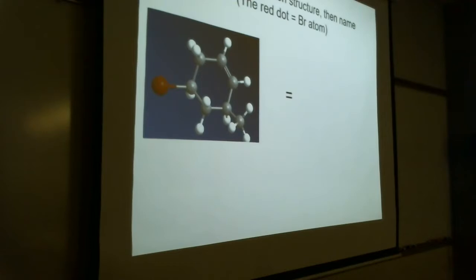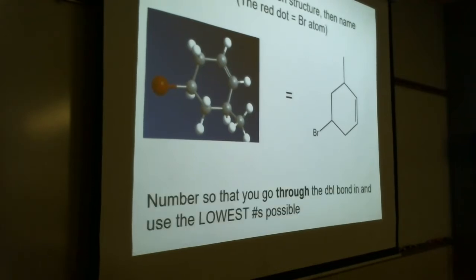Okay, that's a bromine atom and a methyl group, right? And there's our double bond. So there's what it looks like in skeleton notation. And we're numbering through the double bond using the lowest numbers possible. So we get 5-bromo-3-methylcyclohexene.